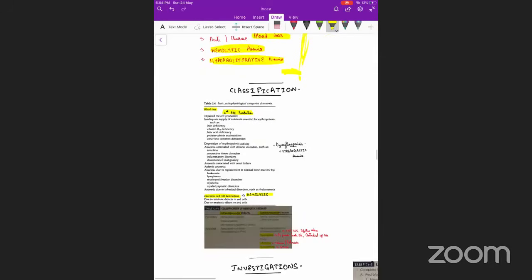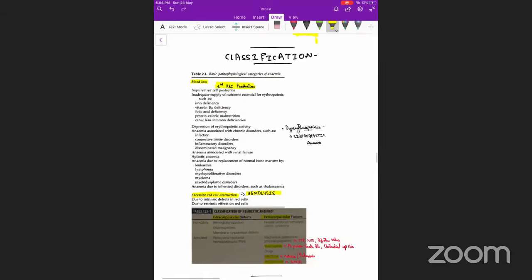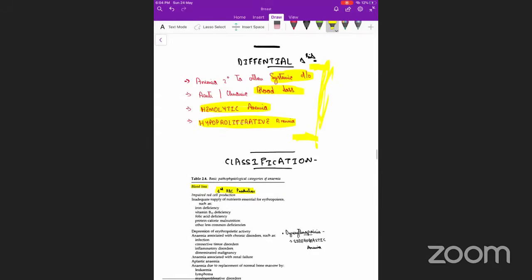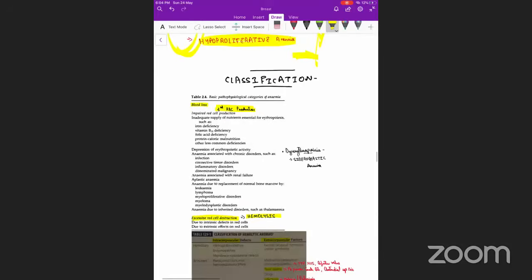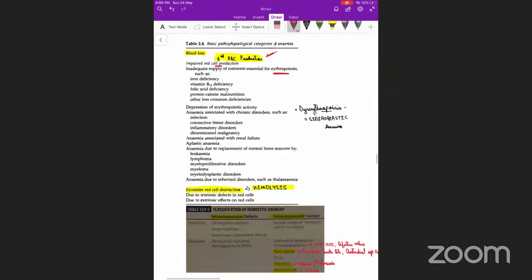Next, we look into how we classify anemia. Again, as we've seen before, we've already classified it. What are the causes for this? We'll just see in 2 minutes. One is due to blood loss. Okay, done. Second is due to decrease in RBC production. That can be due to impaired red cell production itself. That will be because erythropoiesis is not taking place properly.